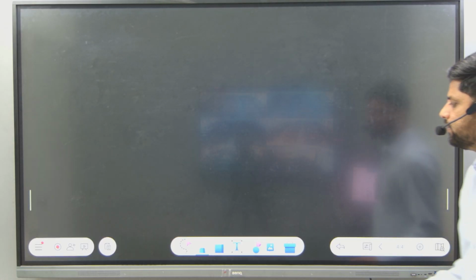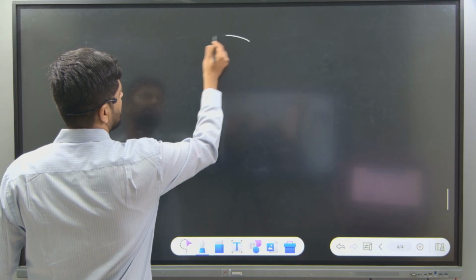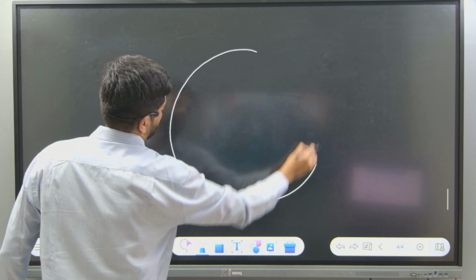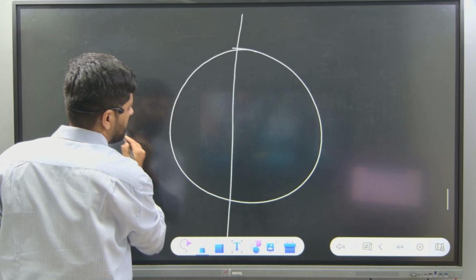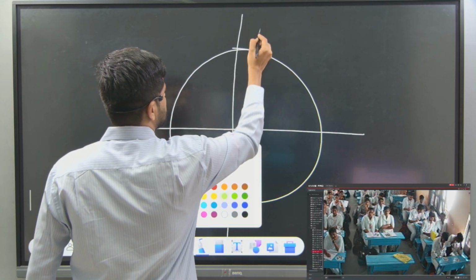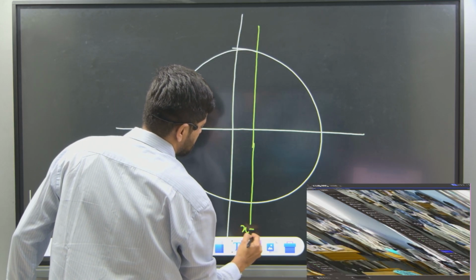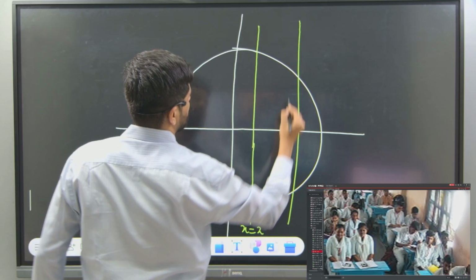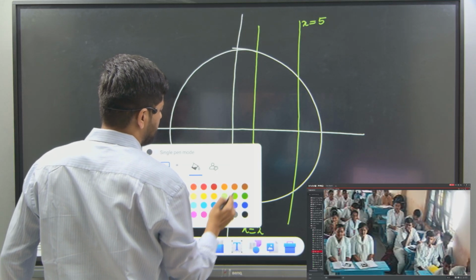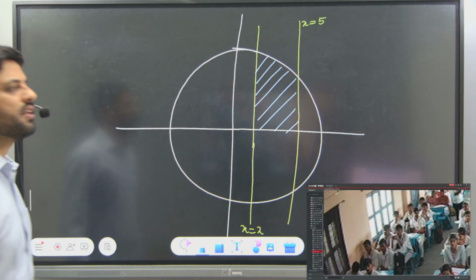I will pick one more example. Say for example, we have a circle, and they are asking for the area between two lines. Let me take the two lines to be this: say x is equal to 2, and x is equal to 5. And they want you to find the area between these two lines and the circle with the x-axis in the first quadrant.